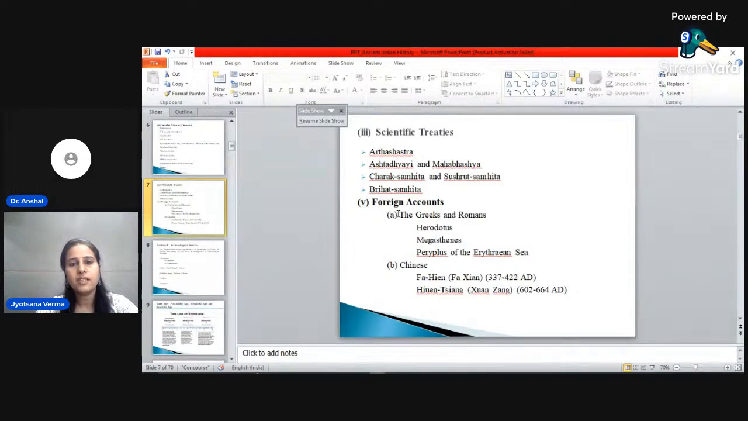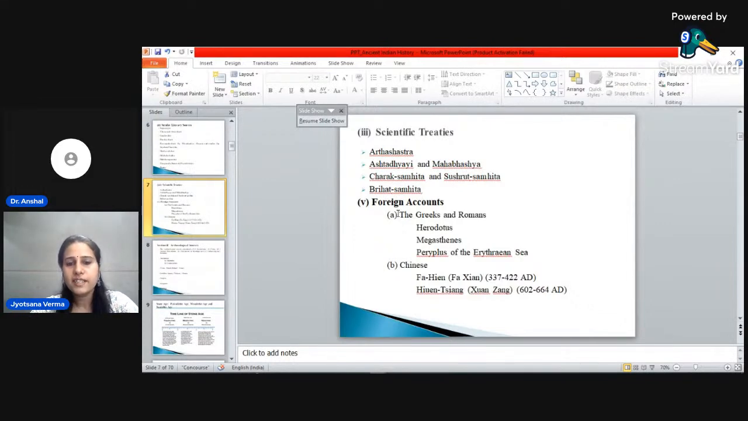Apart from the Indian texts, there are some foreign accounts that are also an important source of ancient Indian history. We can divide them into two categories. The first is Greek and Roman, the second is Chinese. In Greek and Roman, Herodotus was an important scholar, and Megasthenes, next is the Periplus of the Erythraean Sea. This is the book's name, and the author of this book is unknown.